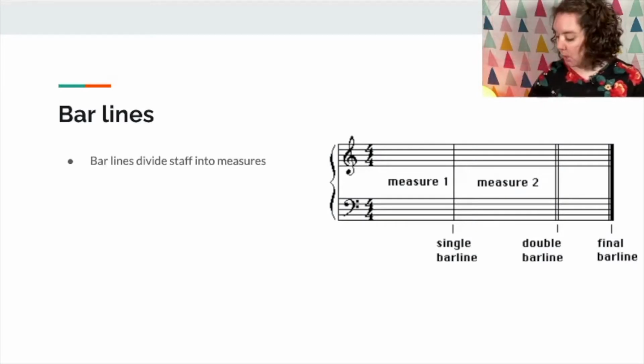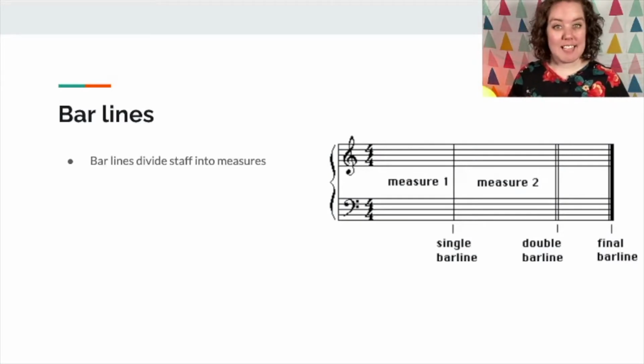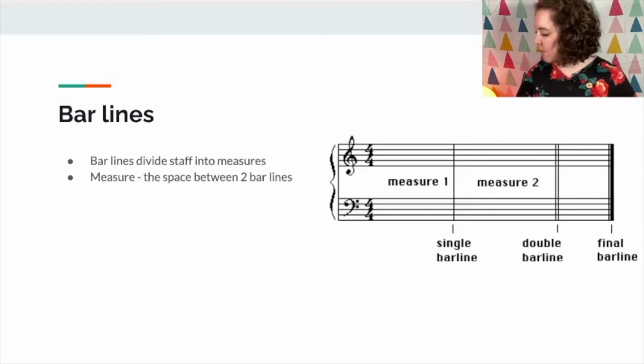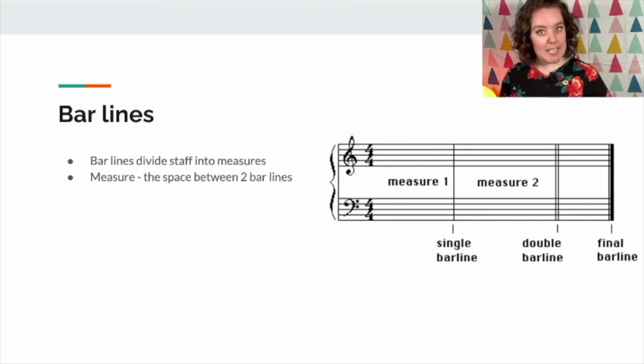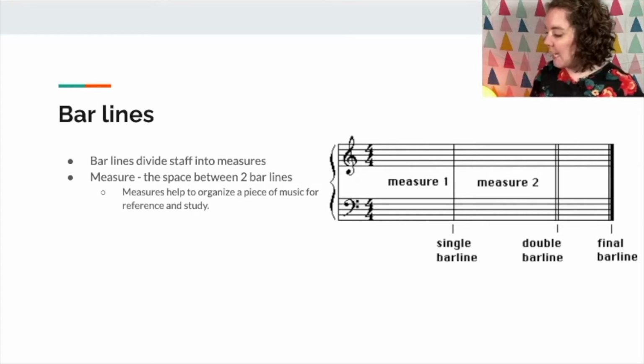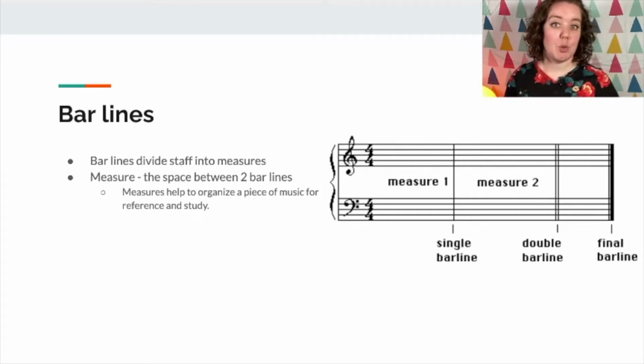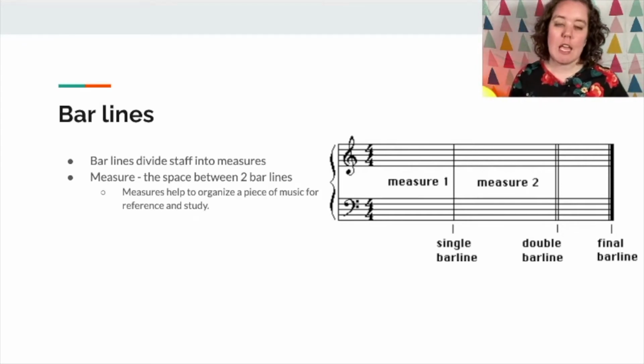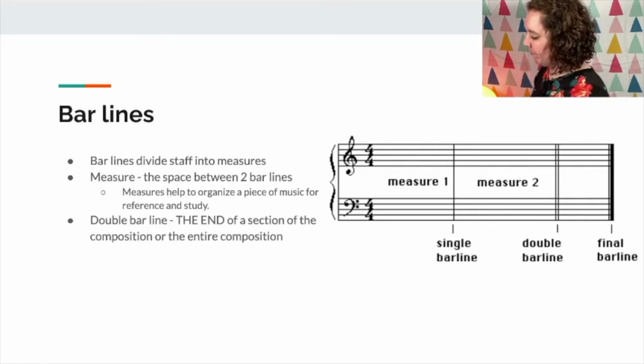So when it comes to bar lines, they divide the staff into measures. And a measure is the space between two bar lines. This is how we organize music, so it's a little bit easier to reference the music or study the music, and it helps you find your way like a bookmark.